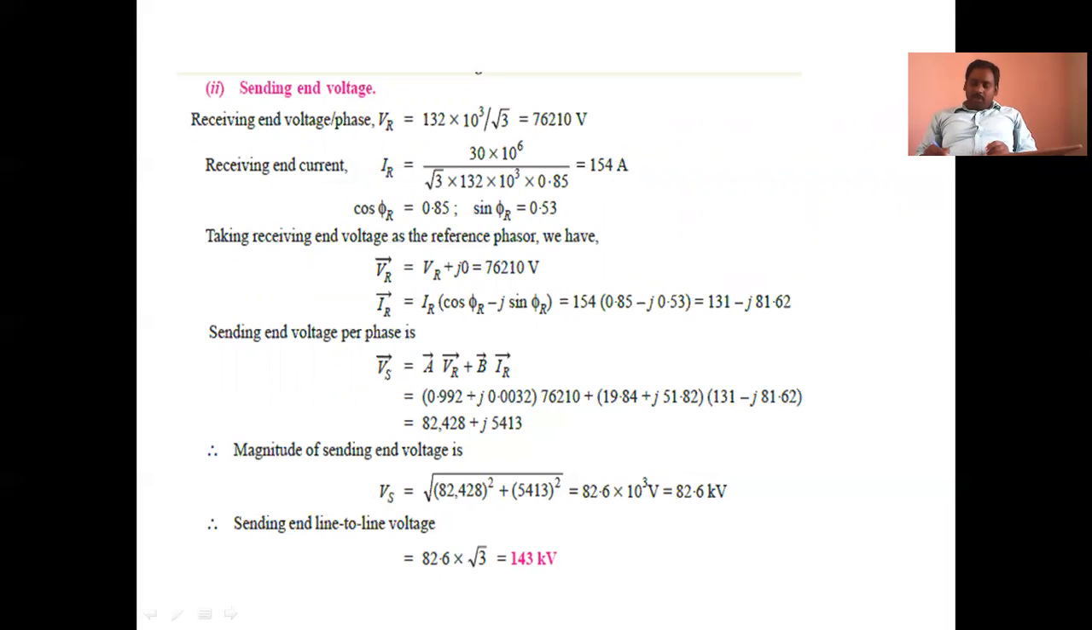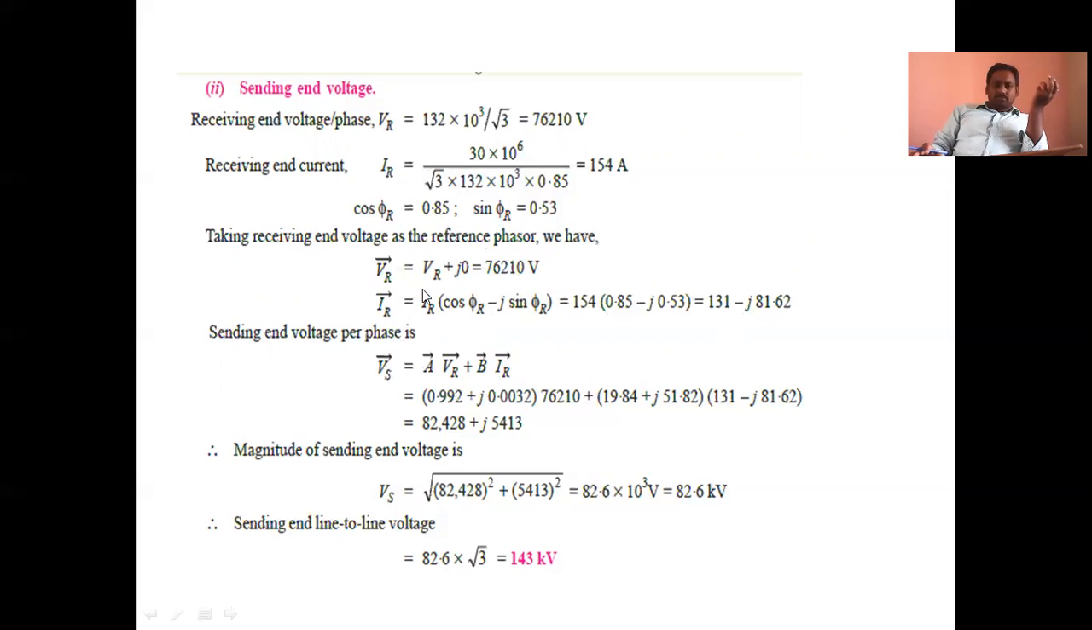The P value is 30 megawatt and the VL value is the line value 132, and then cos phi is there. So then the remaining is the phase value. So IR is equal to 154 amperes. Then taking the receiving end voltage as the reference value, VR is VR at an angle of 0. IR is like this. So this is in complex form, and finally Vs is equal to A into VR plus B into IR.